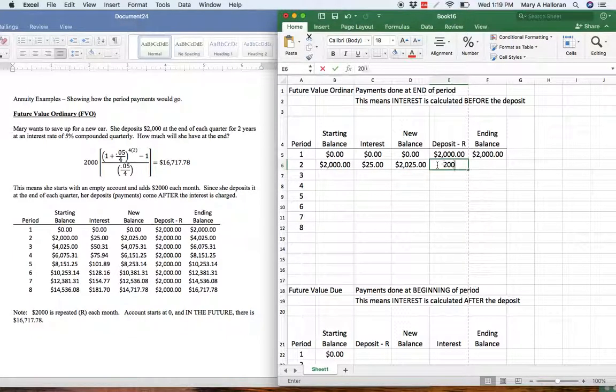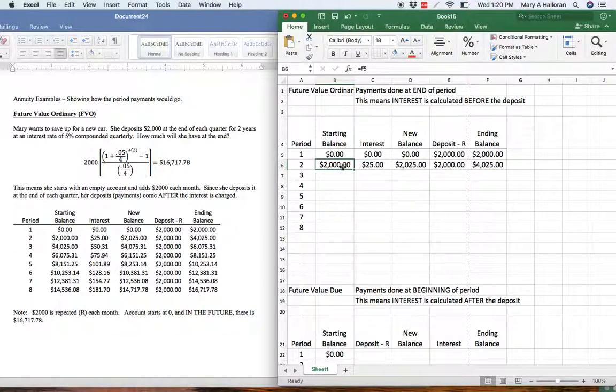And then I'm going to add $2,000. So I started with 2,000. The bank gave me 25 bucks in interest. So now I'm up to 2,025, and then I'm going to add 2,000. So that's telling me I've got 2,025 plus 2,000, so I've got $4,025 in the bank.